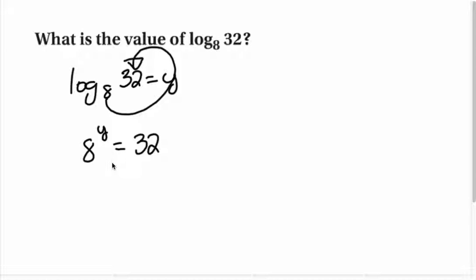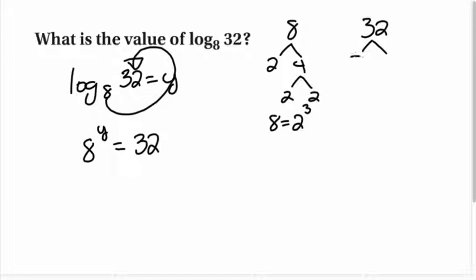Now, this is where it gets a little bit more complicated. Here, I have to take these numbers and break them down into something with the same base. So what I notice first is that they're both even. So I'm going to take 8, and I'm going to see if I can make it into a bunch of 2's. So that's 2 times 4, and that's 2 times 2. So 8 is nothing more than 2 cubed. 32, that's 2 times 16, which is 2 times 8. And I now know that 8 is 2 cubed. So 32 equals 2 to the 5th.